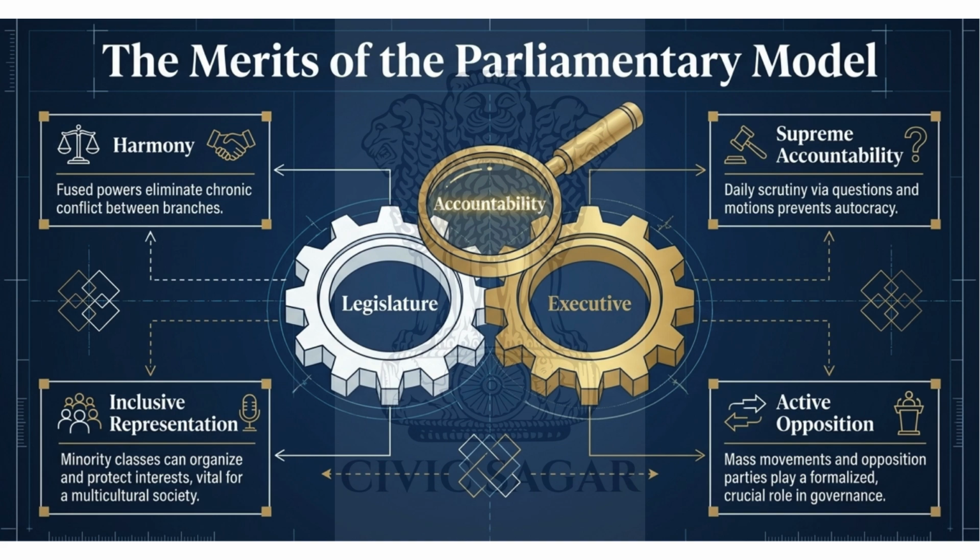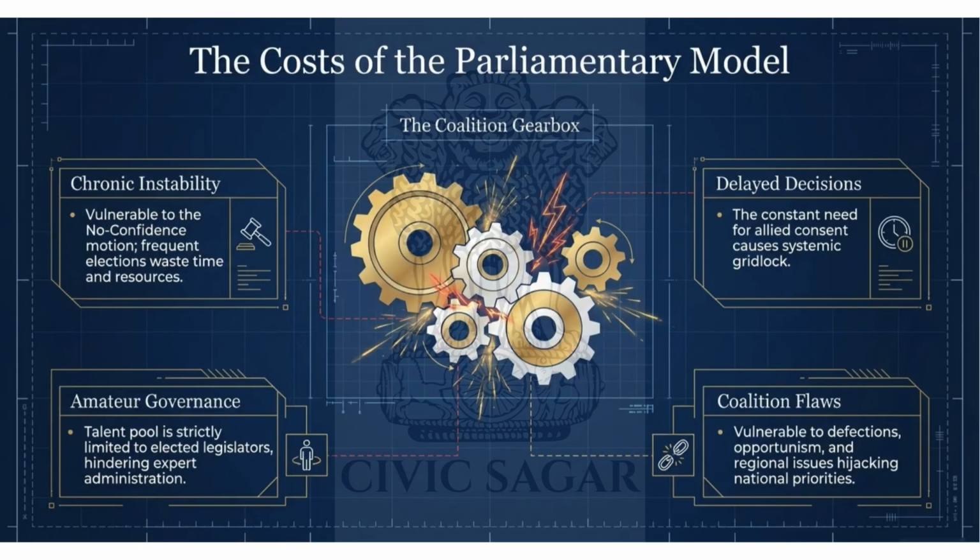Why choose the parliamentary model? The answer lies in its unique operational merits. When the gears of the legislature and executive interlock perfectly, you achieve internal harmony, virtually eliminating chronic gridlock between branches. A magnifying glass of supreme accountability applies constant daily pressure via questions and motions, checking autocratic tendencies. Furthermore, it fosters inclusive representation, allowing minority groups to form coalitions and protect their interests, supported by a structurally empowered active opposition. But the system isn't without friction.